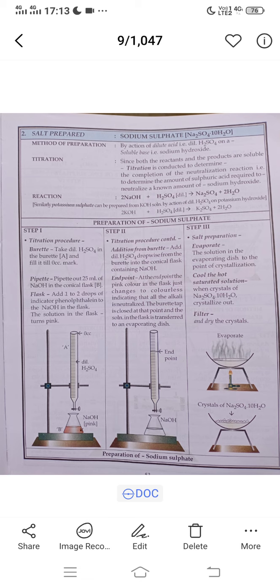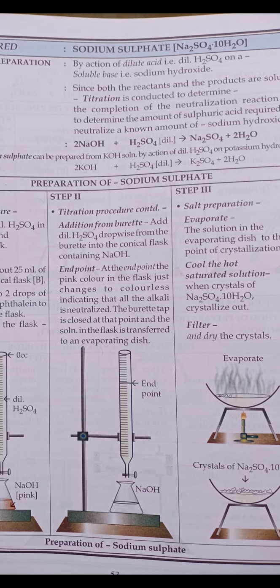So let us see what titration is. Both the reactants, NaOH and H2SO4, are colorless solutions as well as soluble. Hence we will prefer the titration method. On titration we will come to know whether the reaction has truly occurred or not.